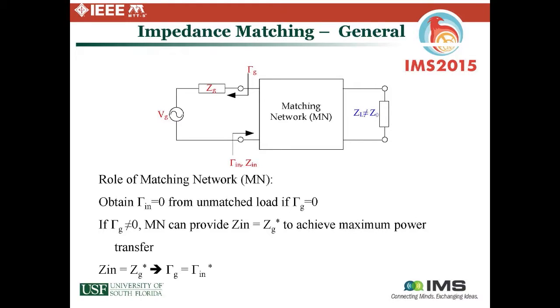The role of the matching network is to obtain gamma in equal to 0 at the input reference plane here, provided that gamma G equals 0, or ZG is equal to the system impedance. If it's not, then our goal might be a little different, and that is to match to Zin equal to ZG conjugate.